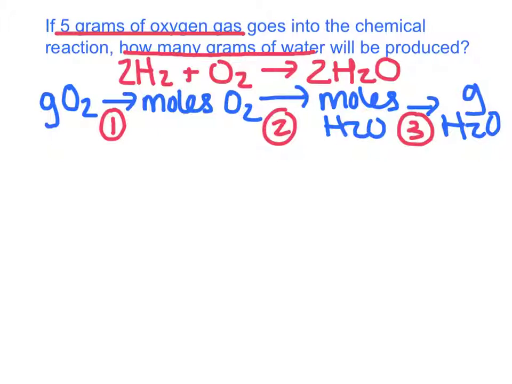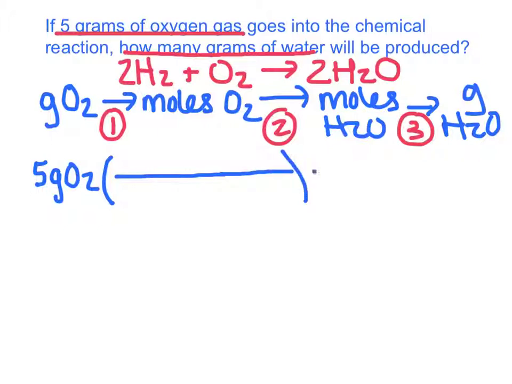Okay, so let's start with our 5 grams of O2. I want to convert that into moles of O2. See how I'm thinking about what I'm starting with in my first step and what I'm ending with?